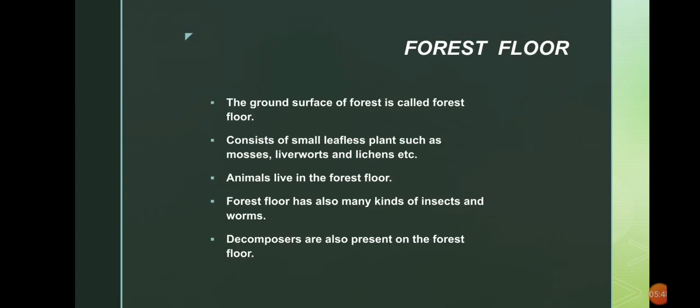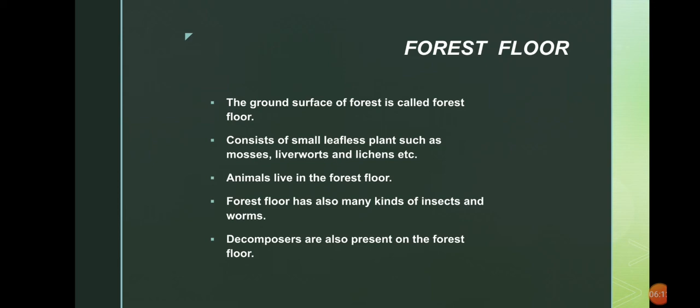Next is the forest floor. Now, what is the forest floor? The ground surface of the forest is called the forest floor. This forest floor is also considered as a layer of vegetation in the forest structure. The forest floor has many kinds of small leafless plants, such as mosses and lichens. Lichens are a close association of algae and fungi.